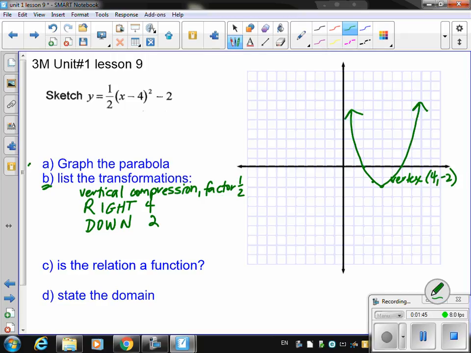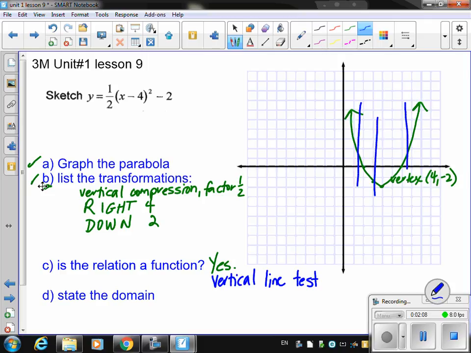Okay, A and B are done. It says, is this a relation or a function? Or is the relation a function? Yes, it is. Two reasons. Number one, it will pass the vertical line test. I can draw a vertical line anywhere on this graph, and it will only hit my graph in one place. It's going to go on forever like that and continue to get a little bit wider as it goes. Secondly, all parabolas are functions.